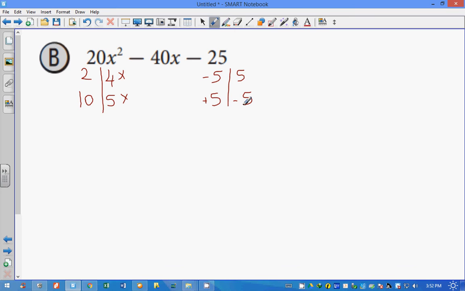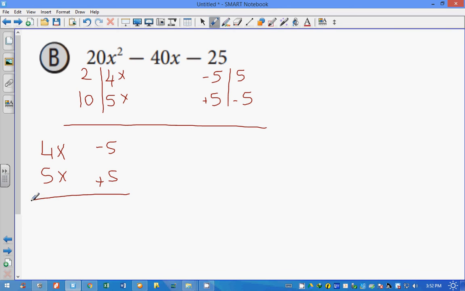So let's get started with the first one, which is 4x and 5x, negative 5 and positive 5. So 4x times 5, which is 20x, 5x times negative 5, which is negative 25x. Total is going to be negative 5x, which is not equal to the middle number, negative 40x. That's why this is wrong.